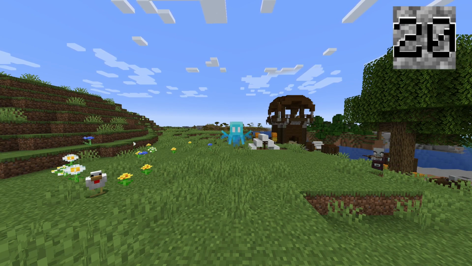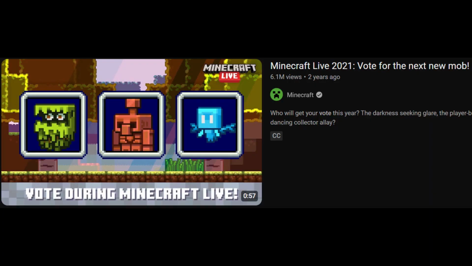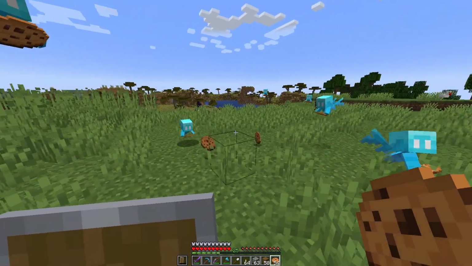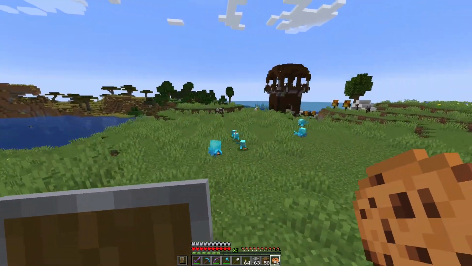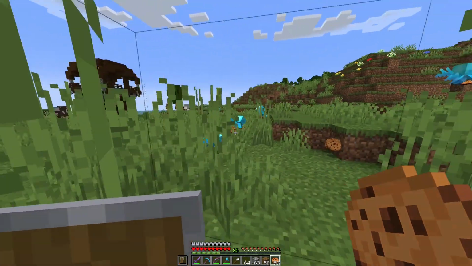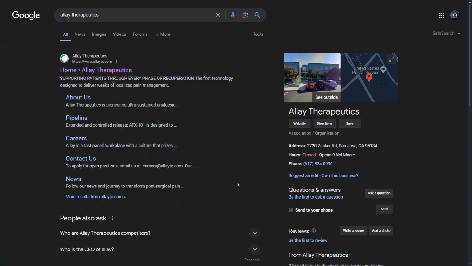I don't know if I can speak for everybody on this, but the 2021 mob vote was my first time hearing the word Allay. The 21st image, ending the Allay streak, is of a medical business called Allay Therapeutics.